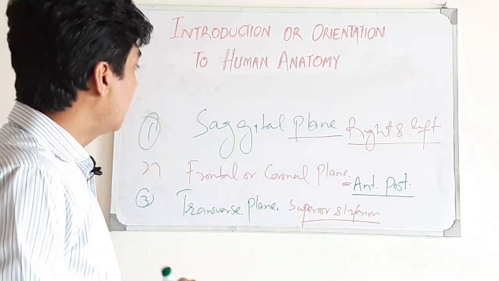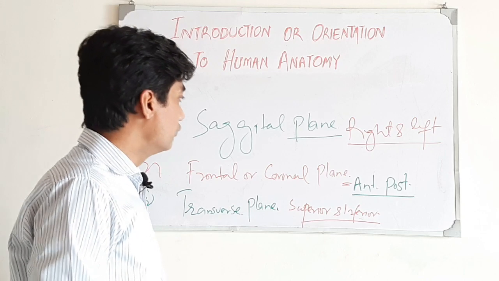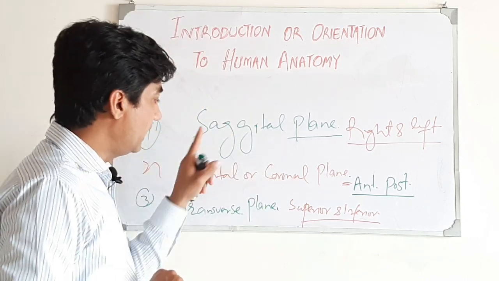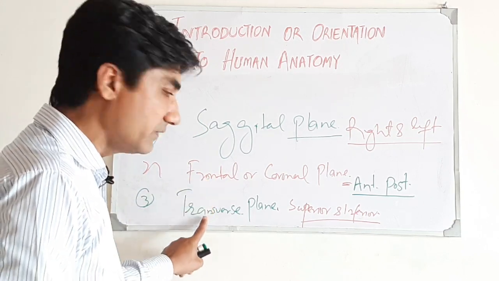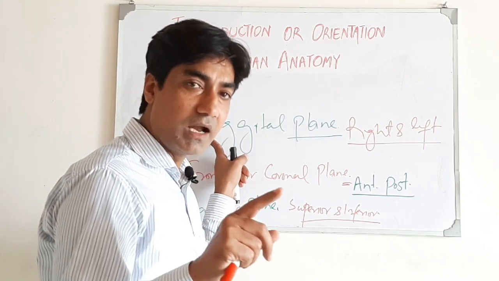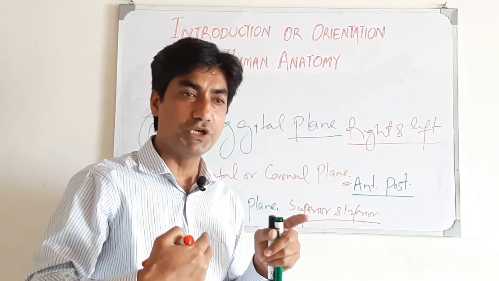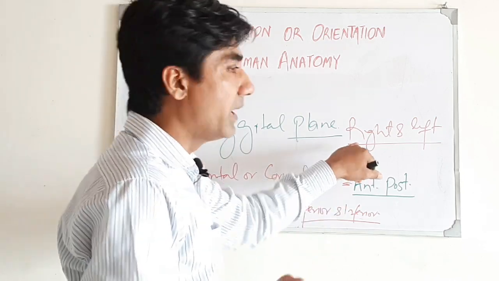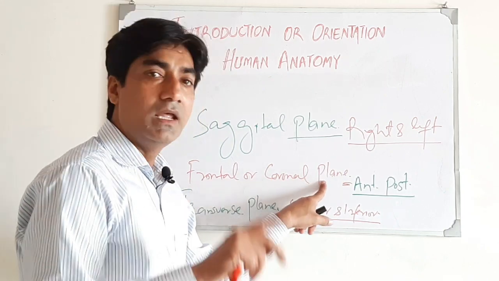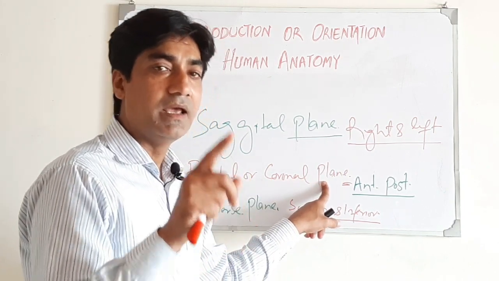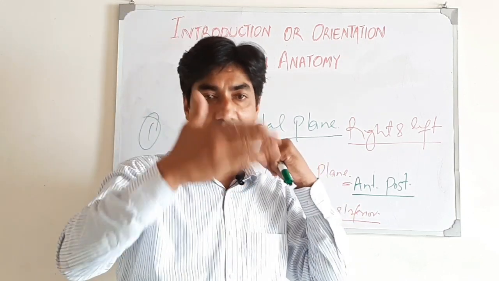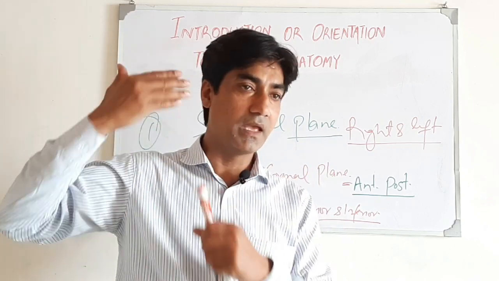These were the three planes which we can use in human anatomy. One is the sagittal plane, second is the frontal plane, and third is the transverse plane. In the sagittal plane, the imaginary cut is applied in the midline position vertically, and the body will be divided into right and left half. And in the frontal or coronal plane, the imaginary cut is applied vertically but in the midline position, and the body will be divided into anterior and posterior.